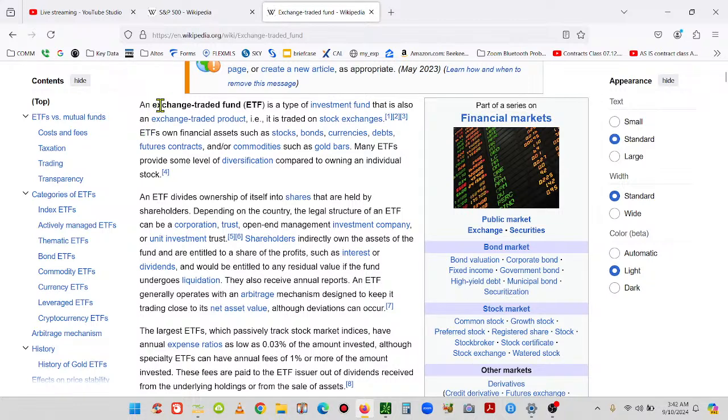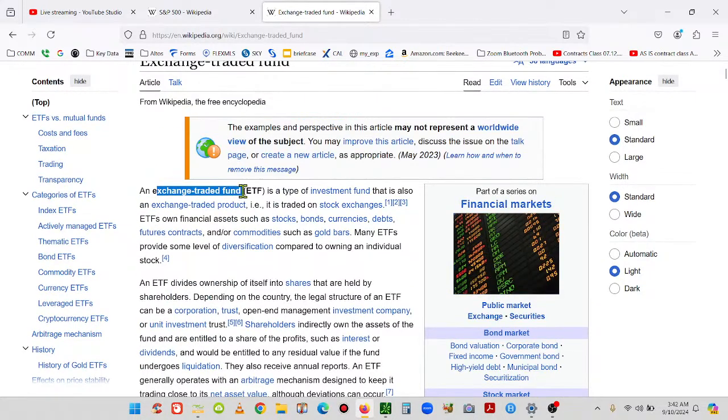So an ETF is an exchange traded fund. That's what it stands for. It's an investment fund.